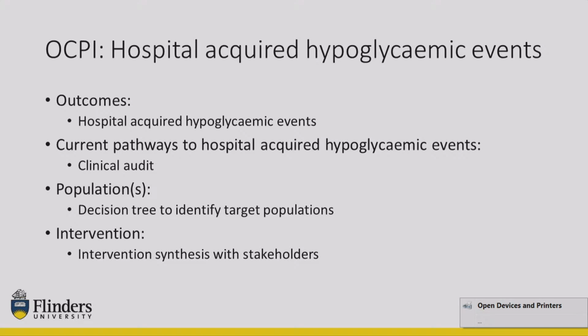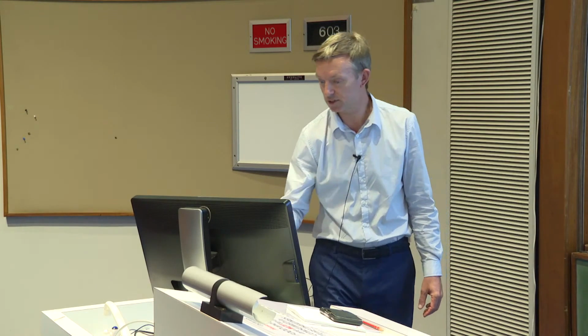And so the OCP for that case study, the outcome is clearly hospital-acquired hypoglycemic events. To understand current pathways that lead to or are associated with these events, we talk about using a clinical audit to inform a model to describe those pathways. That model is then used to define our target populations, and then finally, given our target populations and pathways that we've described, we can undertake an intervention synthesis to design our solution, which would then be piloted as Bogda described.